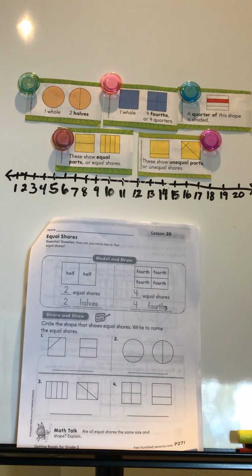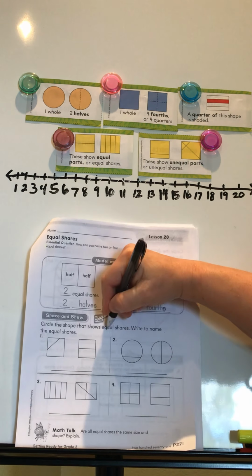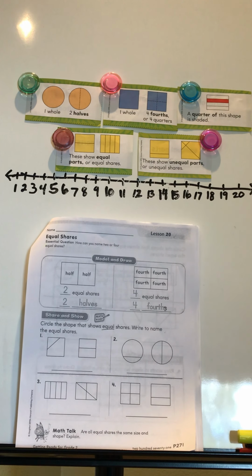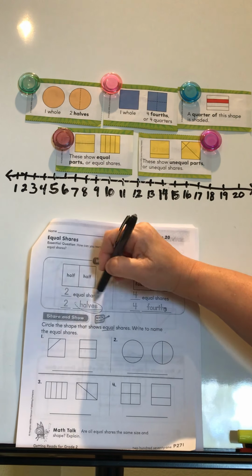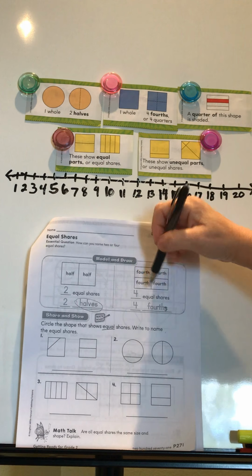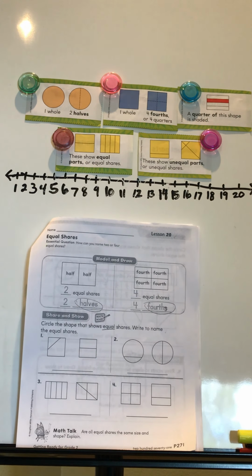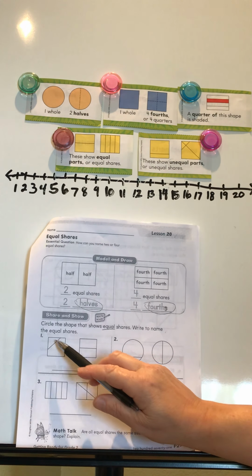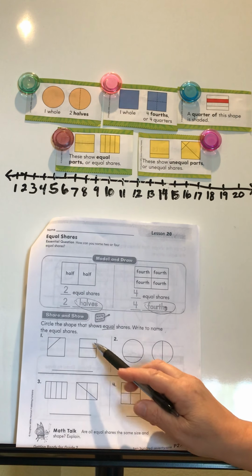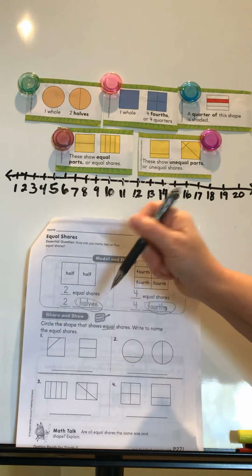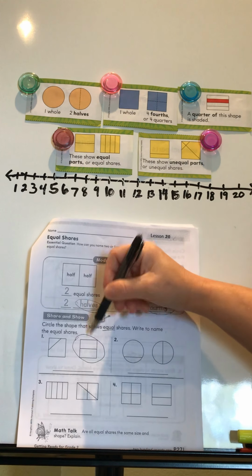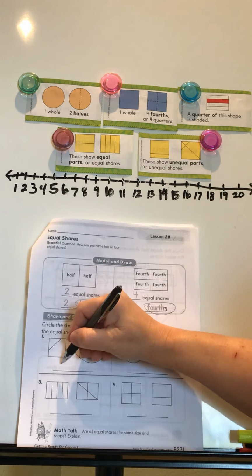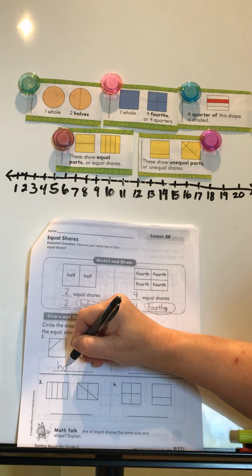Okay, look at number 1. Circle the shape that shows equal shares. Write to name the equal shares. So if it's in 2 equal shares, we're going to write halves. If it's in 4 equal shares, we're going to write fourths. You could also write quarters, right? Okay, so this has 2 parts, but are they equal? No. This one has 2 parts, and they are equal. So we're going to circle that. Those are 2 equal parts, so those are halves. So we're just going to write that word, halves.